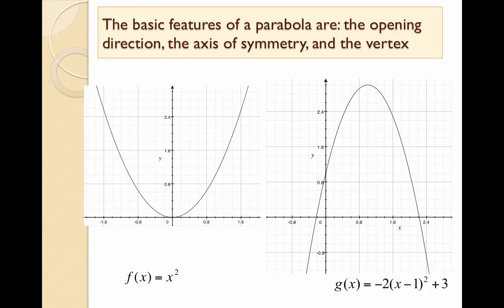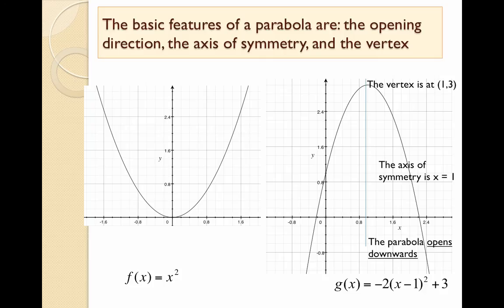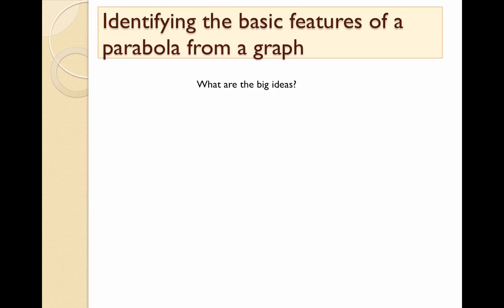Here's another example, and now we have a number of translations. We have a vertical shift, we have a horizontal shift, and we have a reflection. So what's happened to our vertex? Well, our vertex has shifted 1 to the right and 3 up. So now our new vertex is at (1, 3). Our axis of symmetry, the line splitting our parabola in half vertically, is x equals 1. And you can see that our parabola opens downwards. So it's pretty easy to identify these three basic features from the graph of a parabola.